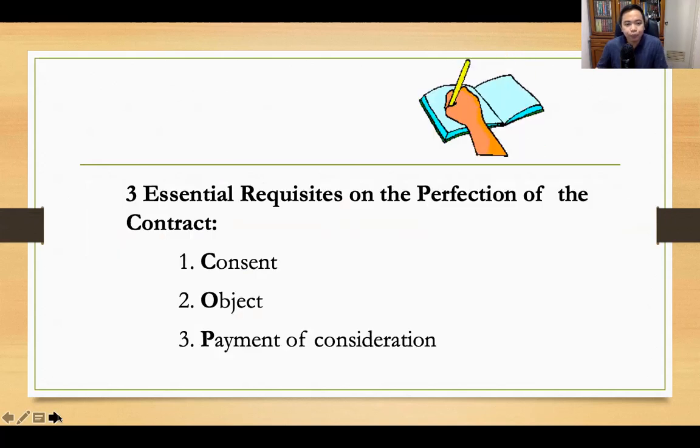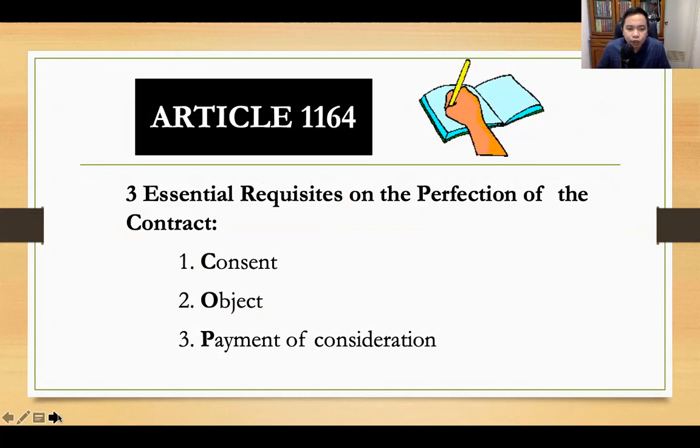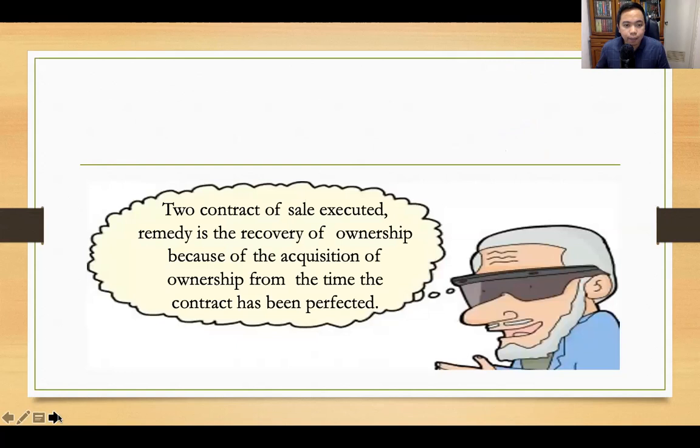Okay. Now, there are three essential requisites on the perfection of a contract: consent, object, payment or consideration. We will discuss this when we reach the law on contracts.